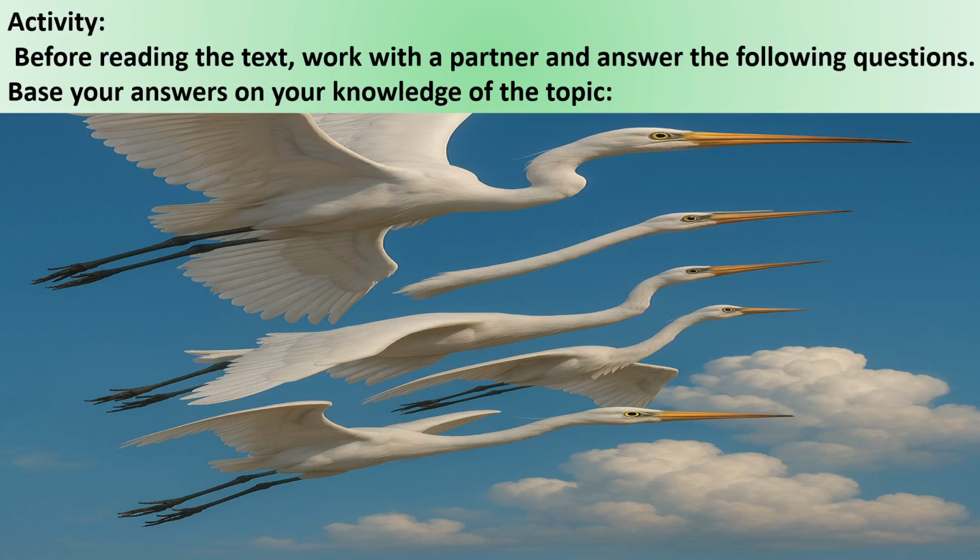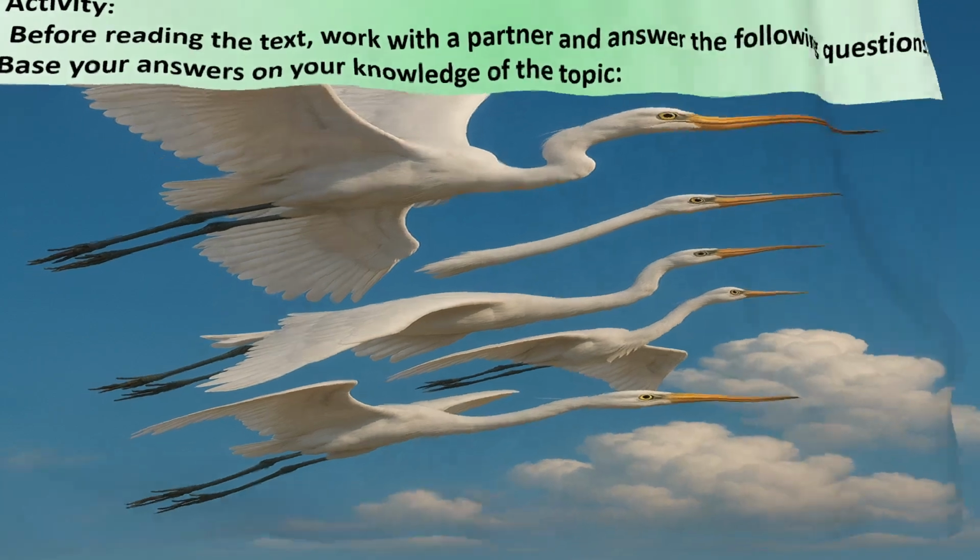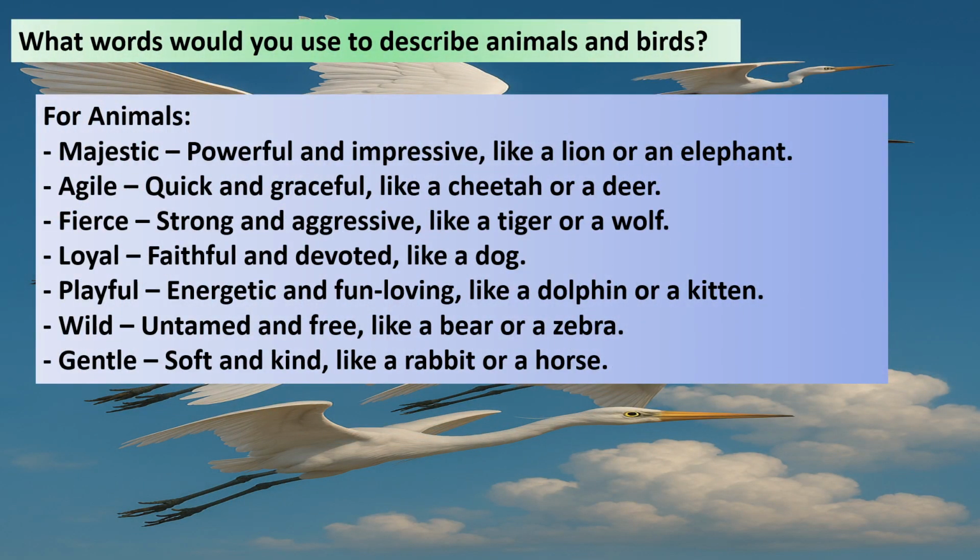Activity. Before reading the text, work with a partner and answer the following questions. Base your answers on your knowledge of the topic. What words do you use to describe animals and birds?